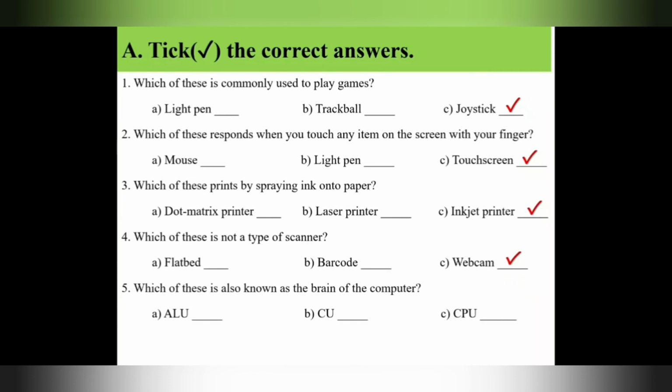Fifth one, which of these is also known as the brain of the computer? The options are ALU, CU, CPU. Which one is known as the brain of the computer, children? Yes, CPU is known as the brain of the computer. Okay, children, could you understand?